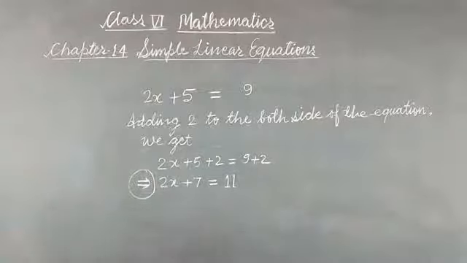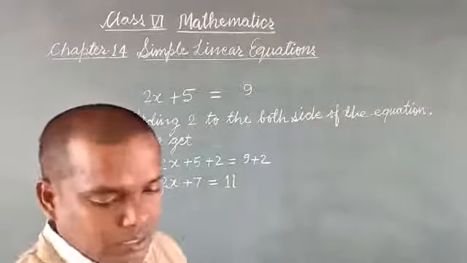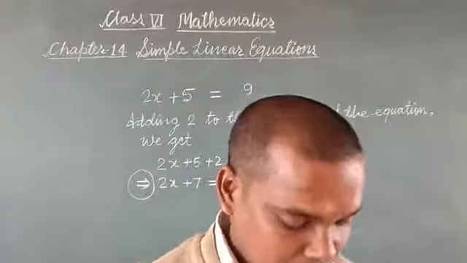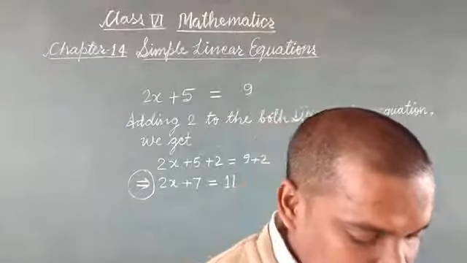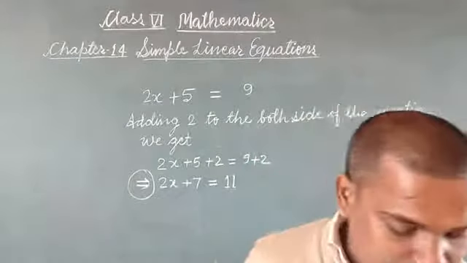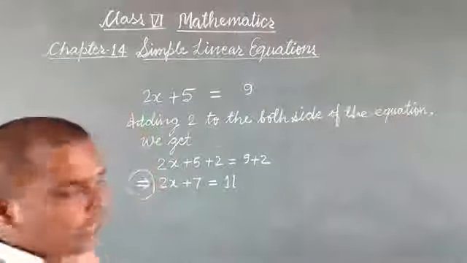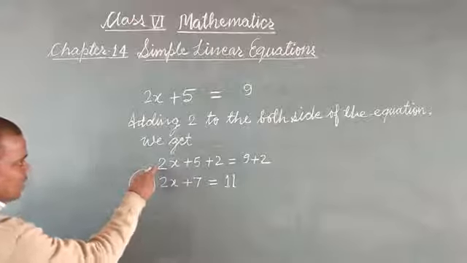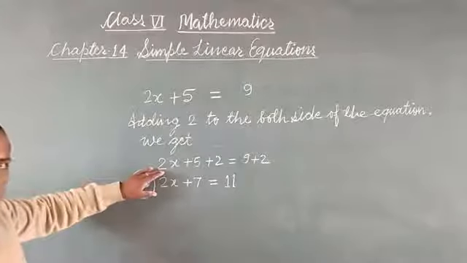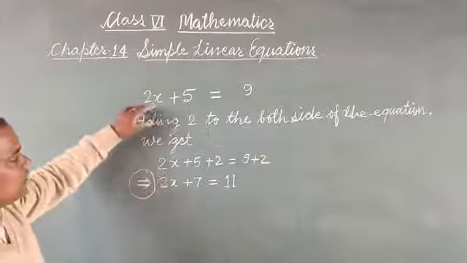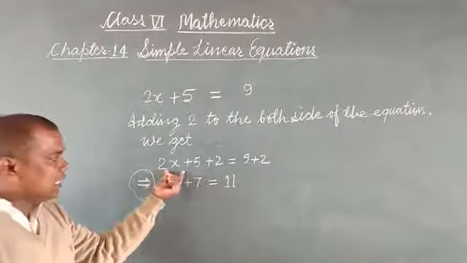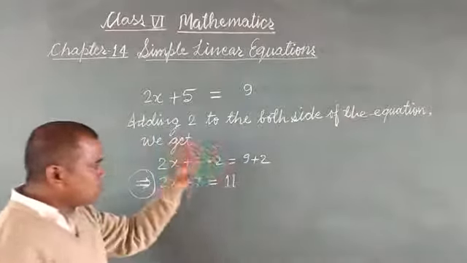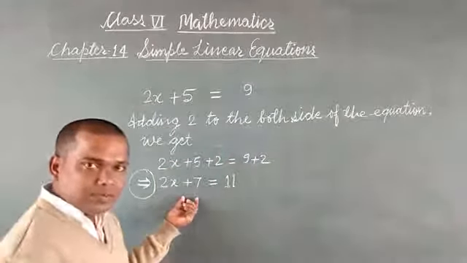This symbol is called "this implies that", means after this we are going to do some operations, and without changing the equality here we have to write the next.